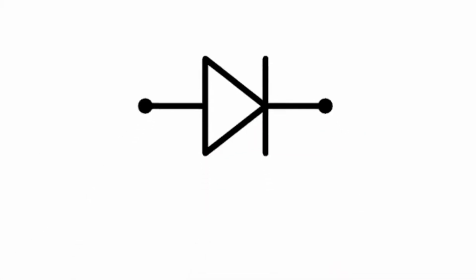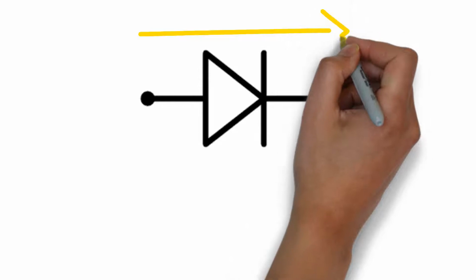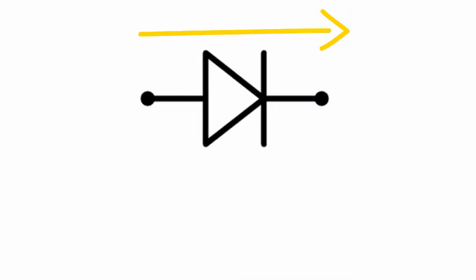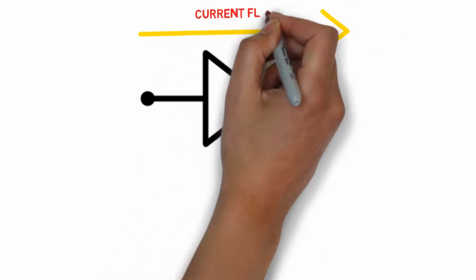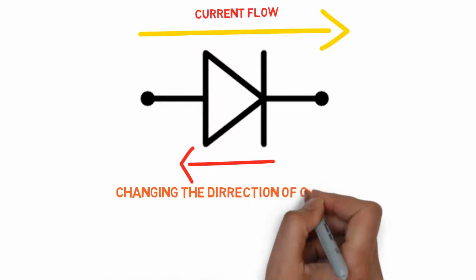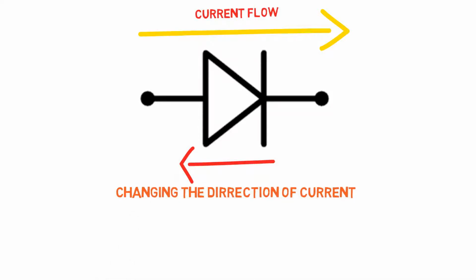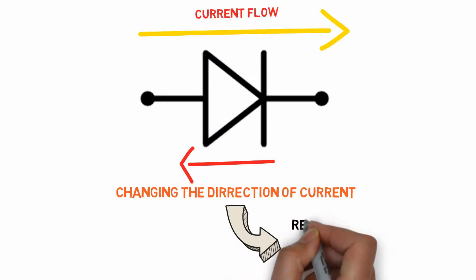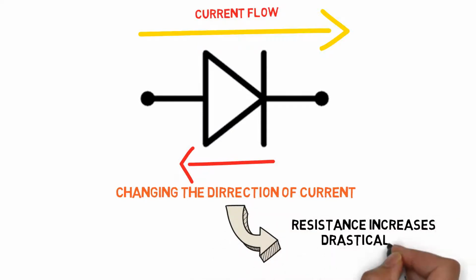A diode conducts electricity when the current flow is in a specific direction. When we change the direction of the current flow, then the resistance of the diode increases drastically. Then the diode doesn't conduct the electricity.